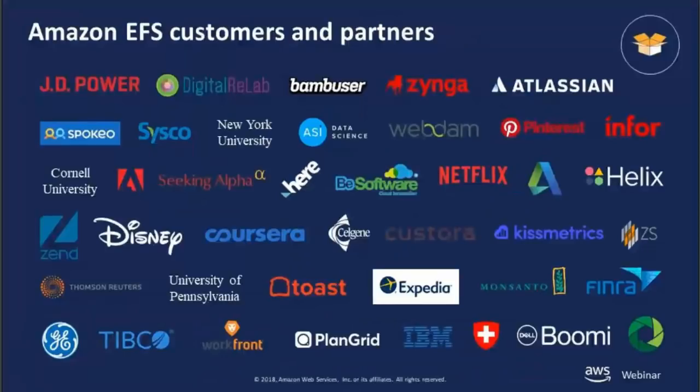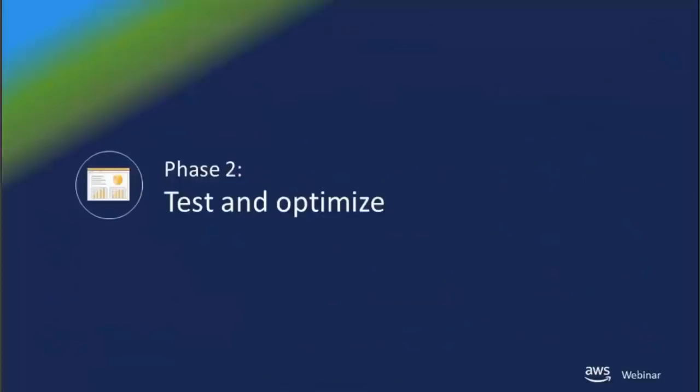We have a large number of customers using Amazon EFS today, anywhere from JD Power and Cisco. They're leveraging EFS for database backups. We also have customers using it for web serving and content management, like Thomson Reuters and FINRA. There are also big data and analytics workloads that some of our customers, like Monsanto, are using. So again, a wide spectrum of use cases and customers using Amazon EFS today.